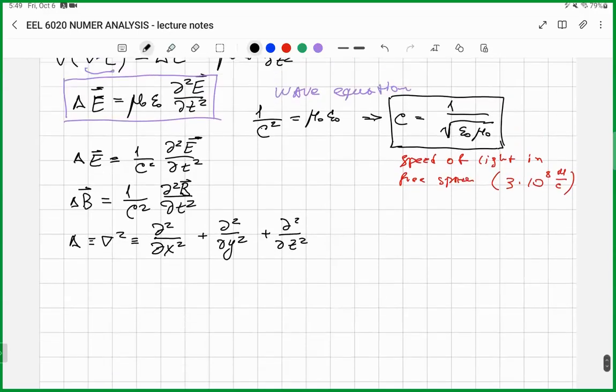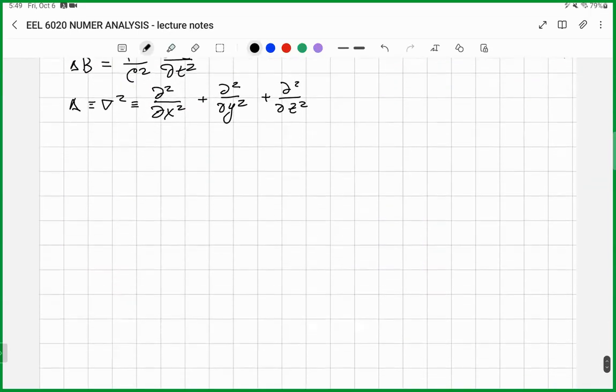Okay, so now, this is 13. Let us split into two parts. So it's going to be subsection 13.1, plane waves.